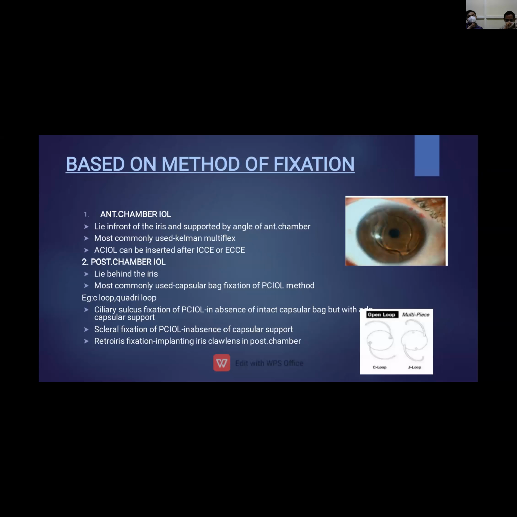Anterior chamber IOL can be inserted after ICCE or ECCE. Posterior chamber IOL lies behind the iris. Most commonly used is capsular bag fixation of PC IOL method. Example, C-loop, quadriloop. Ciliary sulcus fixation of posterior chamber IOL in absence of intact capsular bag but with adequate capsular support. Scleral fixation of posterior chamber IOL in absence of capsular support. Retroiris fixation, implanting iris claw lens in posterior chamber.